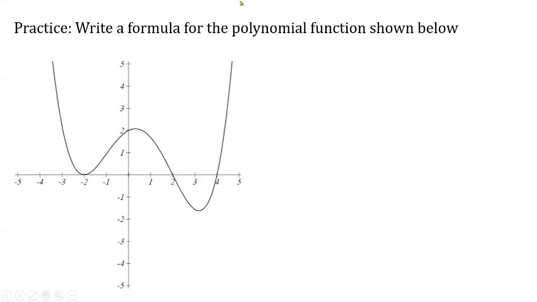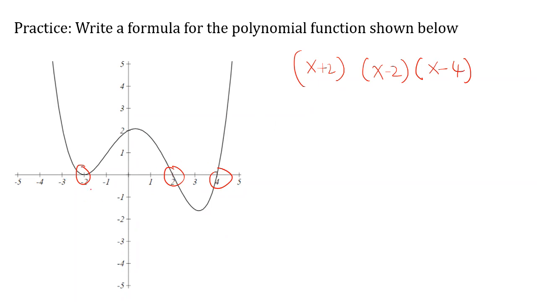All right, have you finished? How do we write the formula? Okay, note that there are 3 zeros, right? One of the zeros is -2, so x plus 2 must be one of the factors. Next, x minus 2 must be one of the factors, and then x minus 4 must be one of the factors because 2 and 4 are also zeros, right?